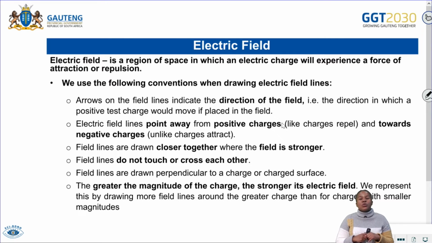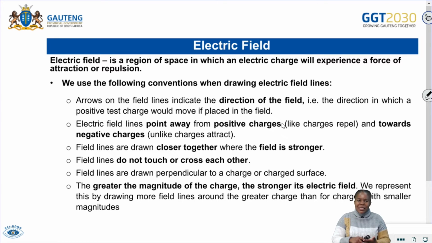Okay, now in drawing these lines, the electric field lines as they are called, we should be able to follow the rules of drawing electric field lines. Okay, right. First rule: arrows on the electric field lines indicate the direction of the field. Okay, in which direction is the field directed? The direction in which the positive charge will move if placed in the field. Okay, so arrows are important.